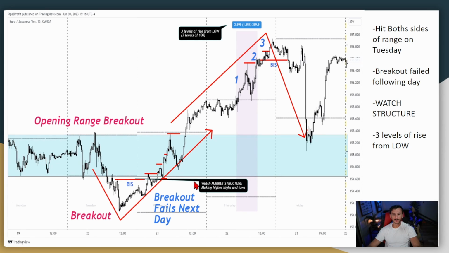So you might remember me saying that if we close on the outside on Tuesday, the probability of continuation goes up. But here's the thing. If market structure says market go up, then don't try and fight it. If we're making higher highs and higher lows and the breakout fails, then the probability that there's volume trapped at the low of the current week goes up, and we could actually be going towards the other end of the range for a breakout to the other side.